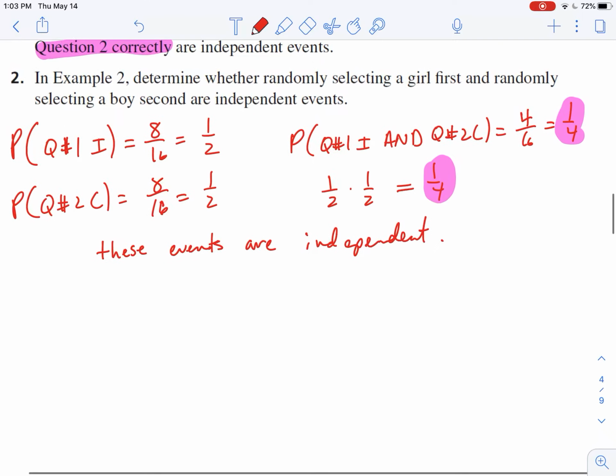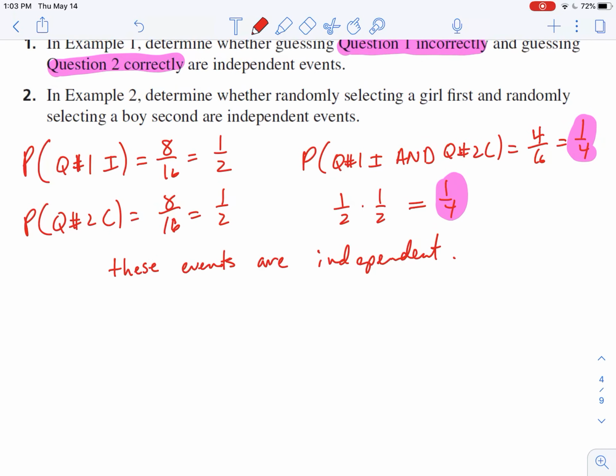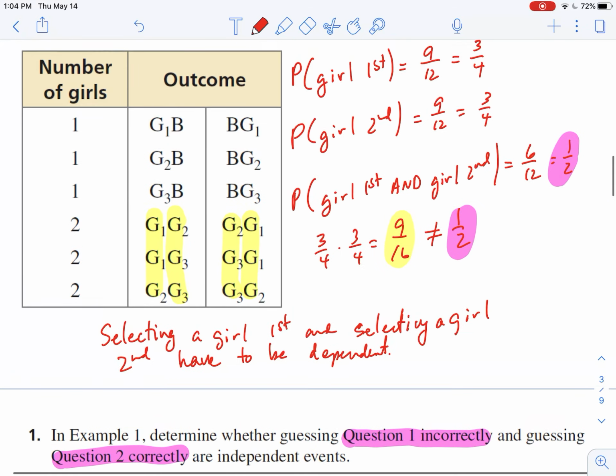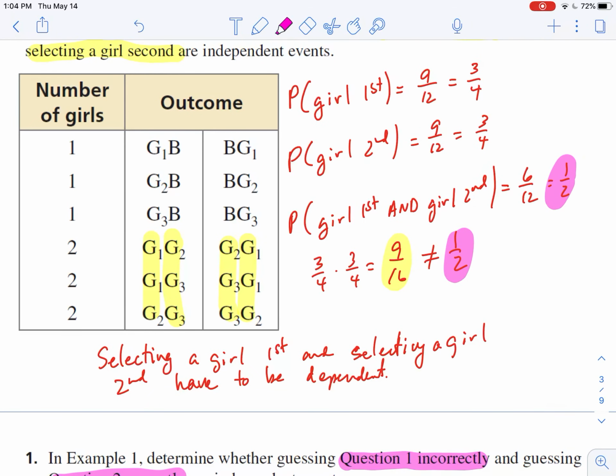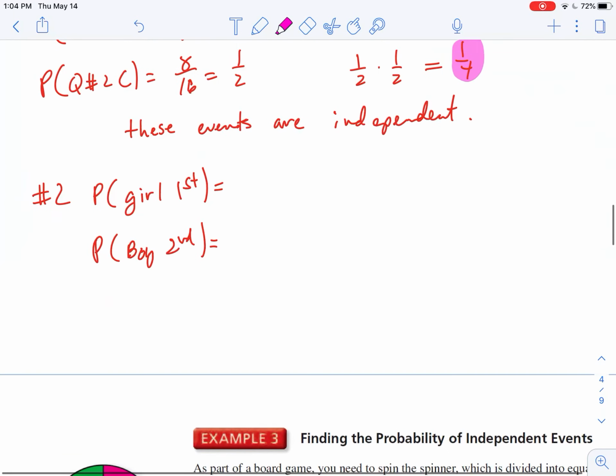Okay, let's take a look at problem number 2 then. It says in example 2, determine whether randomly selecting a girl first. So problem number 2. Let's find the probability of finding a girl first and randomly selecting a boy second. So a boy in the second position. So what are those two probabilities? Well, I think we already did the girl first earlier. The probability of getting a girl first was up here. We already did that earlier, so we'll just steal that answer. That answer is 3/4.